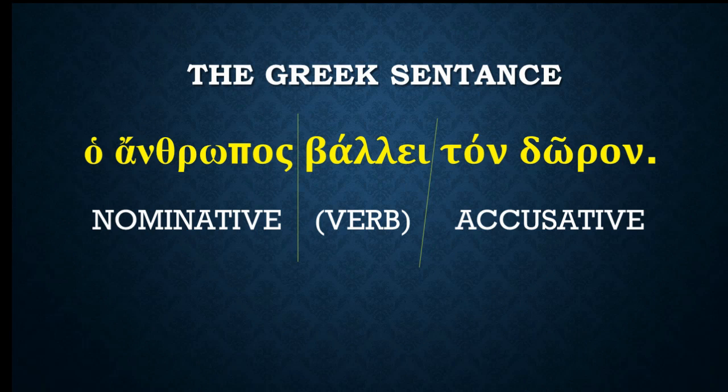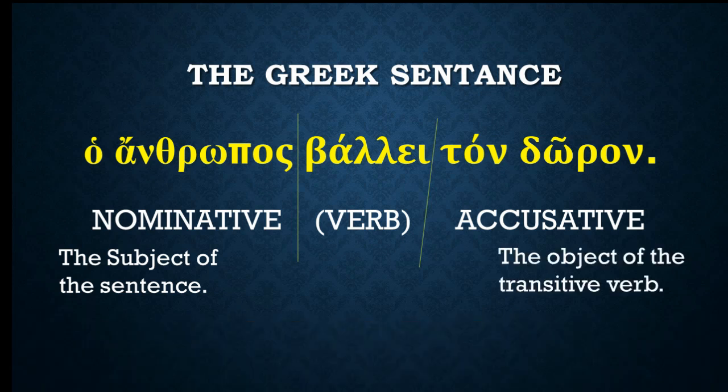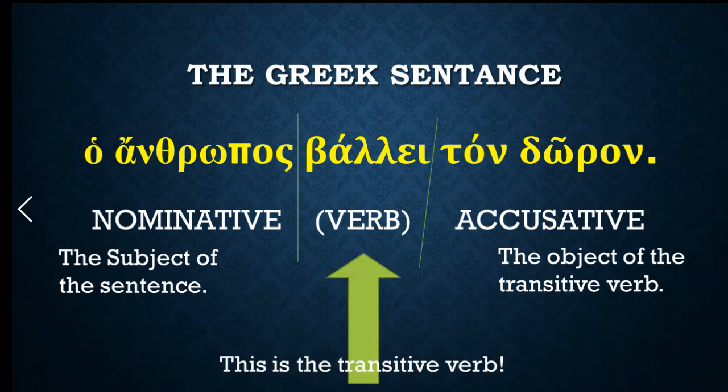But in Greek, we don't use terms like subject and predicate. Instead, we use a nominative, the verb, and the accusative. The nominative is the subject of the sentence, while the accusative is the object of the transitive verb. Oh yeah, ballo? That's the transitive verb.